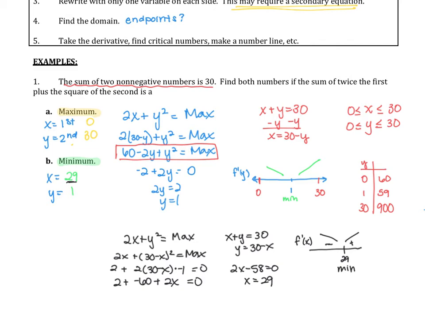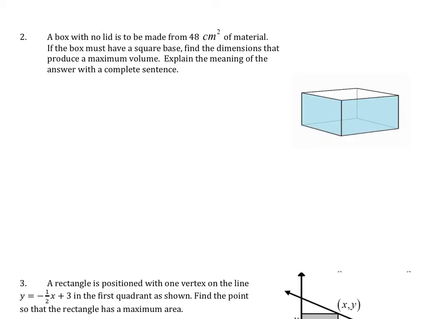Okay, let's move on to another problem. Okay, so this says a box with no lid is to be made from 48 centimeters squared of material. If the box must have a square base, find the dimensions that produce the maximum volume. Explain the meaning of the answer with a complete sentence. Oh, we'll get back to that.